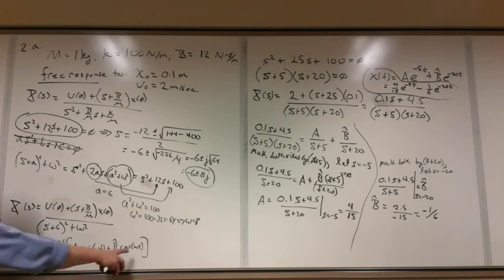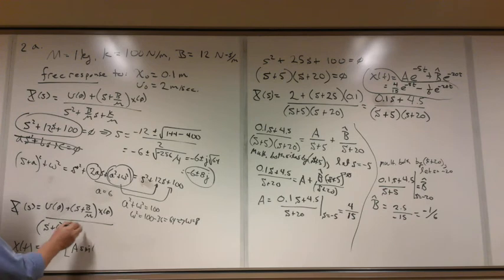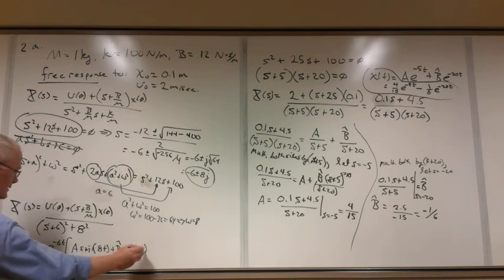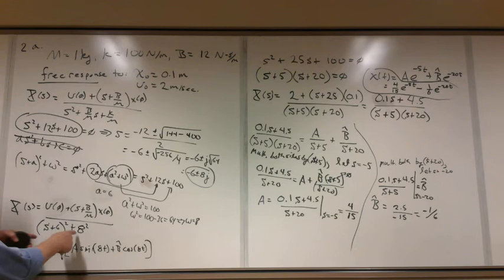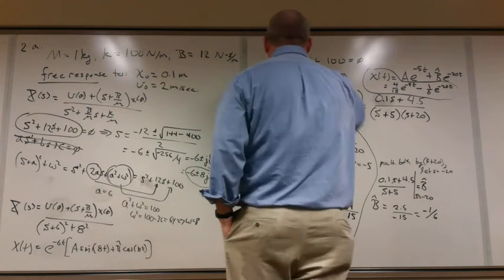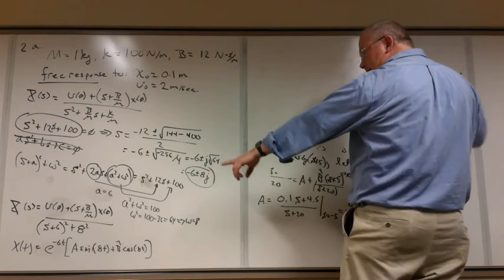Where does the minus 6 come from? Actually, I shouldn't say omega, this is s plus 6 squared plus 8 squared, so that'll be a sine of 8t plus b hat cosine of 8t, like that, right? The 8 gives me the frequency, the 6 gives me the damping rate, if you will, the exponential decay rate. So what we're doing now is we're going to go ahead and take a look at this problem again, and evaluate that numerator.